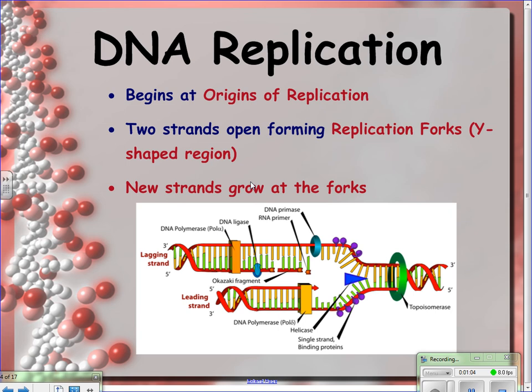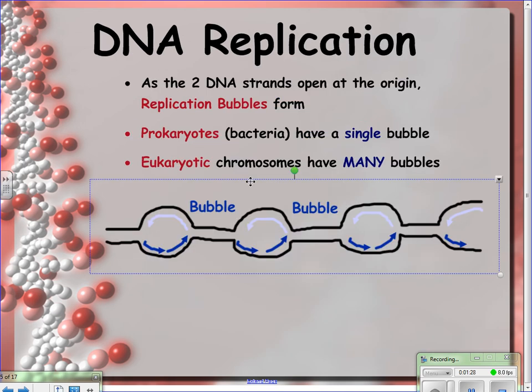So DNA replication begins at areas known as the origins of replication. And in the origins of replication, the two DNA strands, because remember it's a double helix, start to open up and form replication forks. So right there, that's a replication fork. Now new strands will begin to grow at those forks. As the two DNA strands open up, we get replication bubbles.